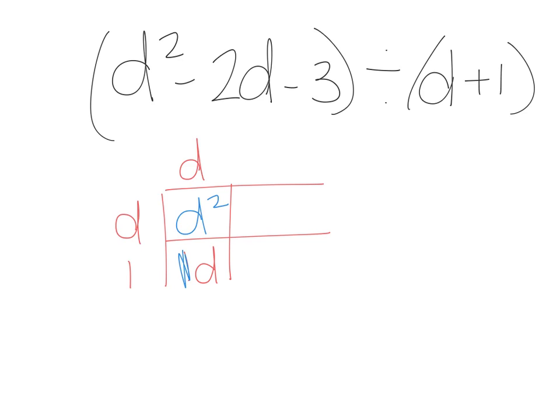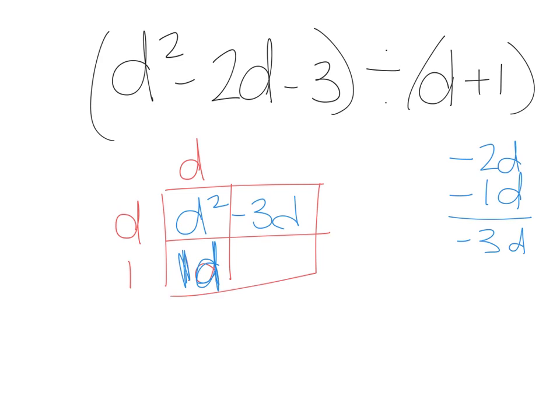Oh, I was trying to help color for you a little bit. There you go, 1d. 1d plus what gives me negative 2d? Or negative 2d minus 1d would give me negative 3d. That's what's going to go here in this box. d times what gives me negative 3d? That'd be negative 3. Negative 3 times d is negative 3d. Negative 3 times 1 is negative 3. Hey, it checked out again. 2 times in a row, no remainder.